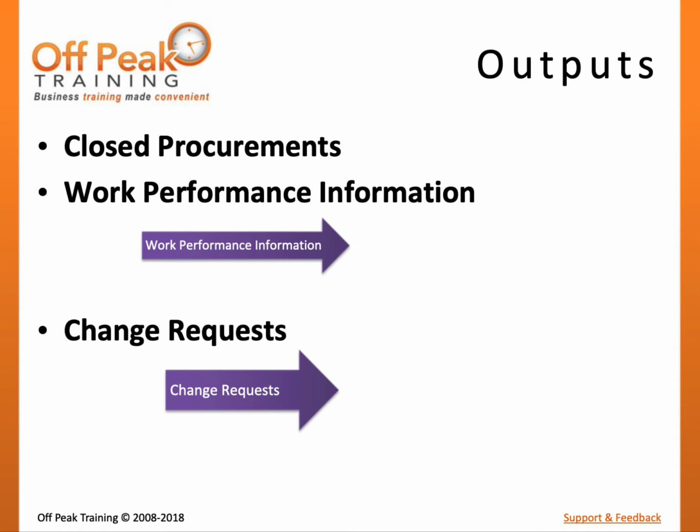There are 3 key outputs for the control procurements process. Closed procurements represents the buyer's formal written acceptance of the product or service delivered by the seller. The project management team should accept all deliverables before closure. Work performance information represents the status of the project as compared to the plan. This may include information regarding how sellers are performing relative to their agreements and project plans for schedule and budget.